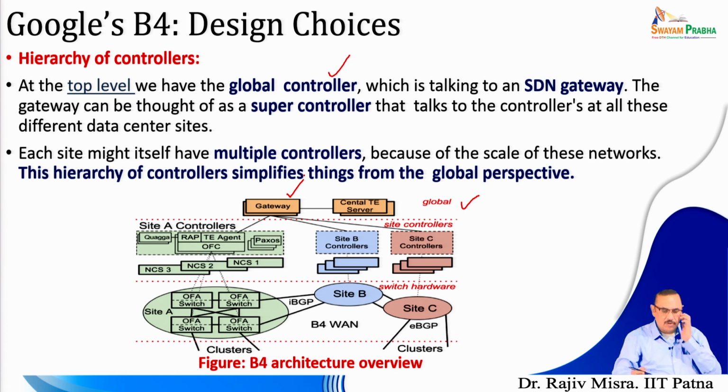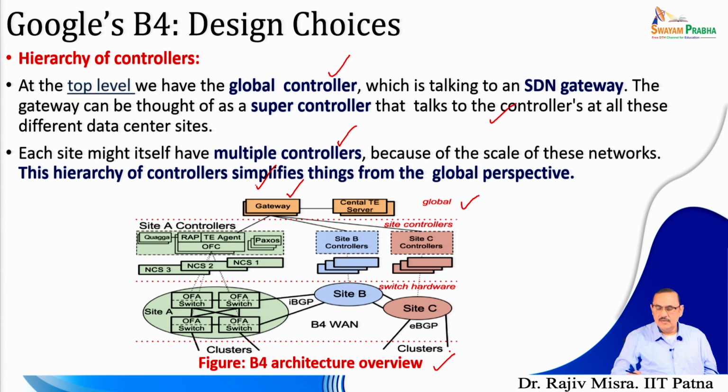So, the gateway can be brought off as a super controller, which talks to the controllers at all these different data center sites. Each site itself has multiple controllers because of the scale of these particular networks. This hierarchy of controllers then simplifies things from the global perspective. So, this is an overview of the B4 architecture.